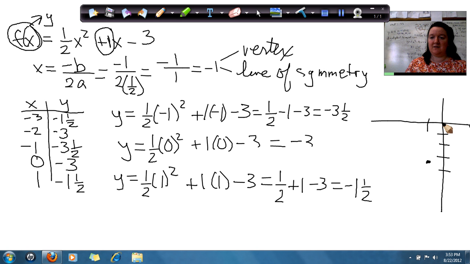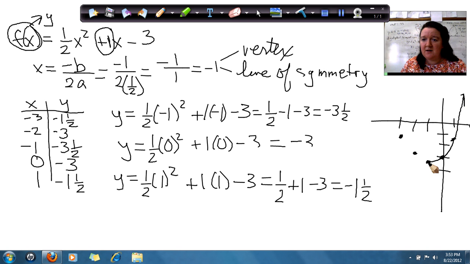If I look at 0, that was at a negative 3. So if we go one unit that way, it's also going to be a negative 3. And we have our 1 value, a negative 1.5, which is going to be about there. If we go out to a negative 3, that was a negative 1.5. So let's draw our curve, and like that. Draw our curve going out this direction, and out like that. Then we have our line of symmetry going down here.